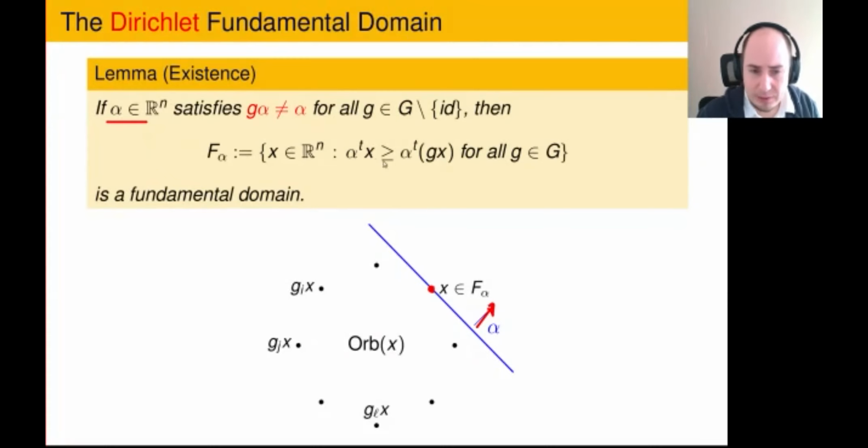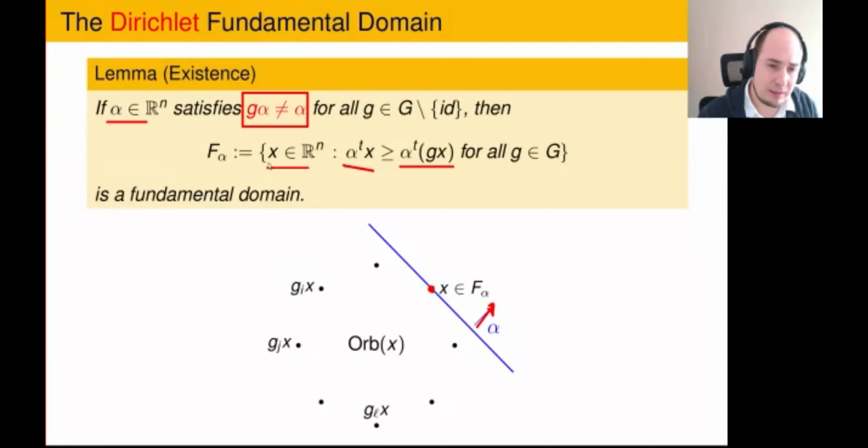Well, you can add a bunch of constraints that says that X will then be in my fundamental domain if alpha transpose X is larger than alpha transpose GX. So the value of this linear function alpha is larger on X than on any other element of the orbit. And this actually defines a fundamental domain. You just need to ask one specific property, that this alpha has to be moved whenever you apply some element of the group that is not the identity.